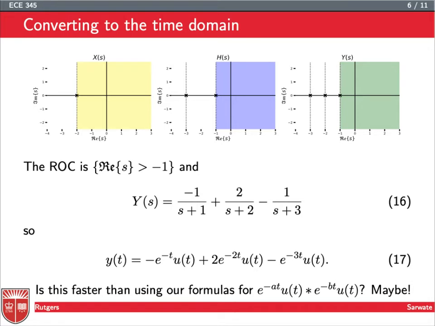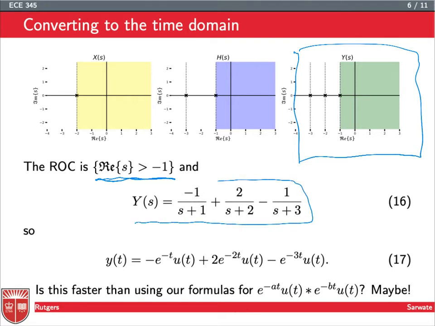So we have to look at the ROC, which is the real part of s greater than minus 1. So this is what the pole zero diagram for Y of s looks like. It's got 3 poles, and the region of convergence is the real part of s greater than minus 1, so it's this green region here. We can write out the Laplace transform, Y of s equals minus 1 over s plus 1 plus 2 over s plus 2 minus 1 over s plus 3. And then we just convert each term back to the time domain.